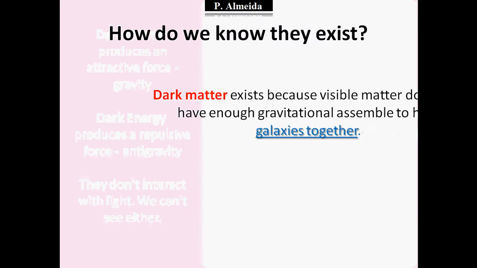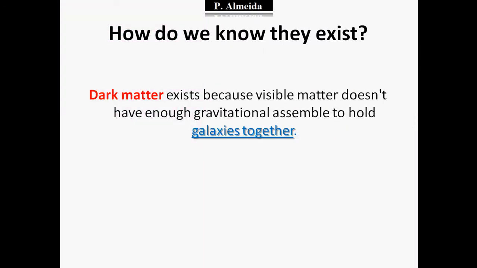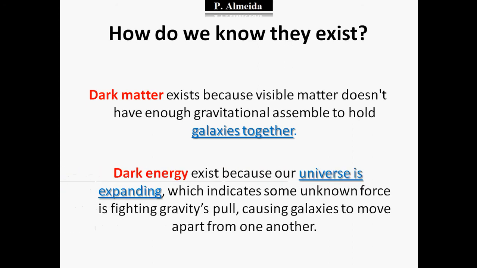Now, how do we know they exist? Dark matter exists because visible matter doesn't have enough gravitational pull to hold galaxies together. So we needed something else, matter that we cannot see, but it had to be there to explain how galaxies formed. And dark energy exists because our universe is expanding, which indicates some unknown force is fighting the gravity's pull, causing galaxies to move apart from one another. This expansion is at the moment accelerating, and all we know is that something we never saw before is acting as opposite to gravity, which is not what we're supposed to be seeing, okay? So that's why we say it's dark energy. Dark because we never saw it, it's invisible to us.